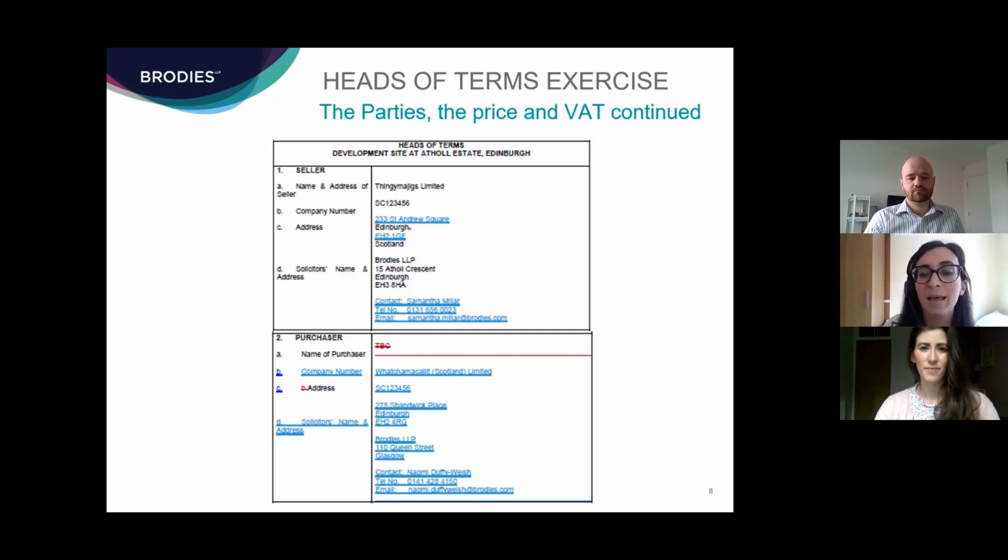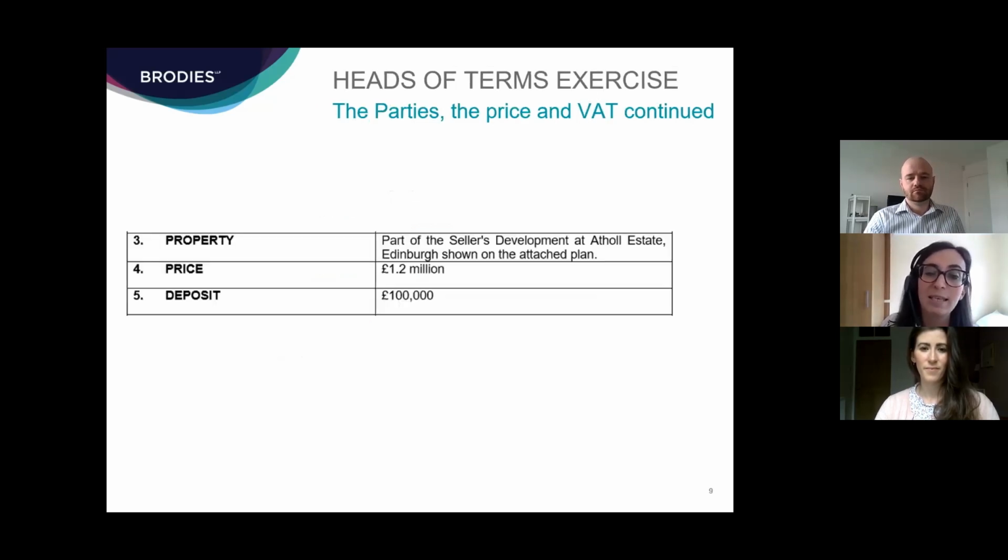However, it is really useful if we do have this information at this point, if it is available. Moving on to our next slide, you'll see that the property in our draft heads of terms is referred to with reference to a plan. We are going to come across this in more detail later, but I just wanted to flag this at this stage.